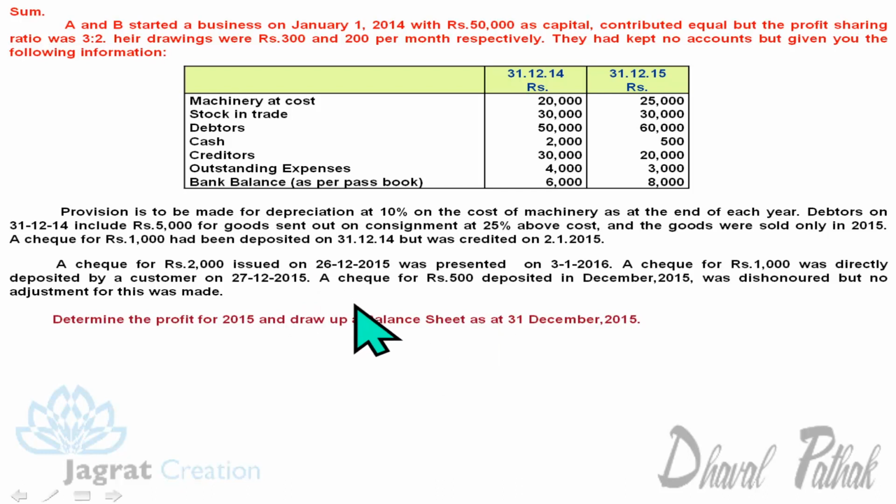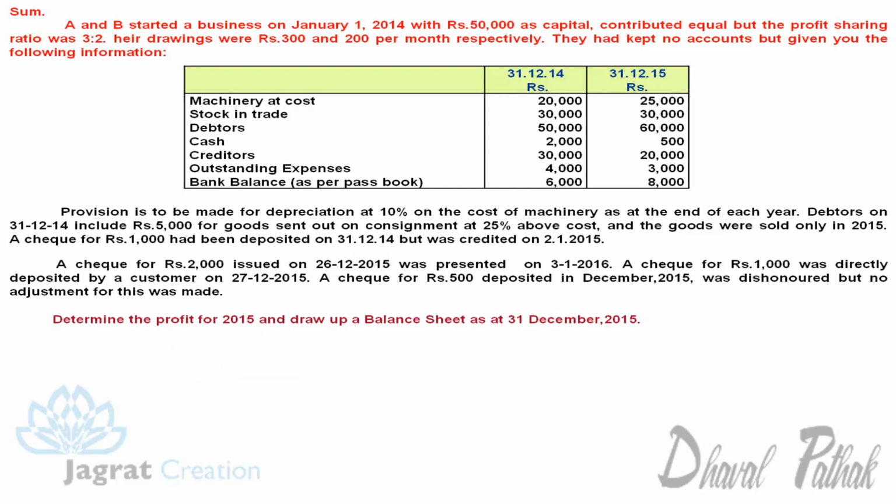Now I start with the sum. A and B started business on 1st of January 2014. They kept no accounts. You are given balances as on 31st of December 2014 and 31st of December 2015. This implies that no books of accounts are recorded for the year 2014 and also for the year 2015. Determine the profit for 2015.